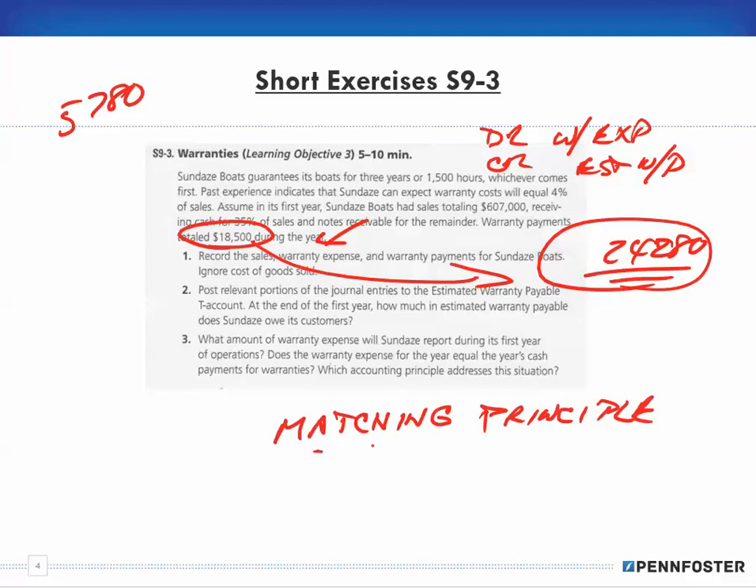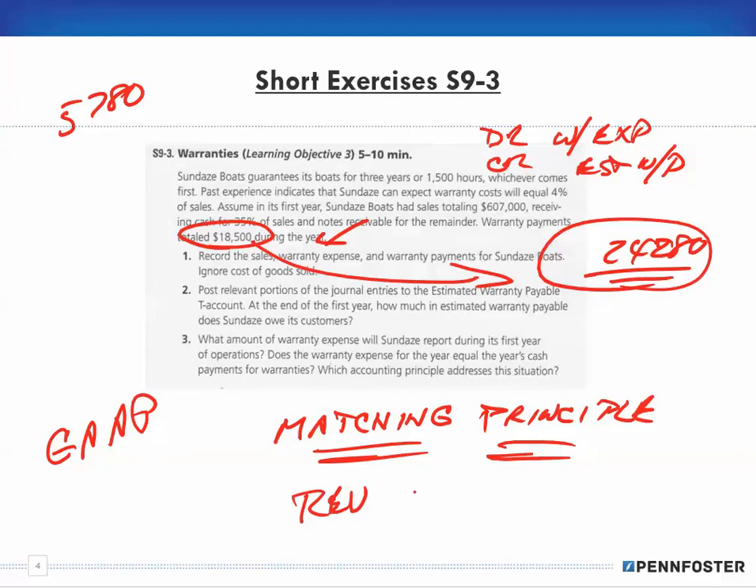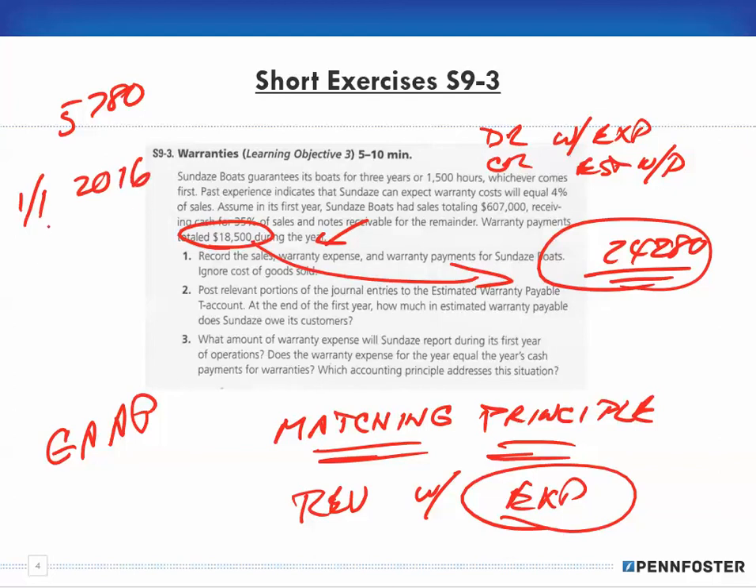This is one of the most used principles from generally accepted accounting principles, GAAP, right? The matching principle states that we match up our revenues with our expenses during the accounting period. We're getting revenue because we're selling this stuff, but we have to be able to book any expenses that might occur. And if I'm making a sale on 1/1, let's just say 2016, and that warranty period covers 3 years, which is 2019. That's a 3-year period.